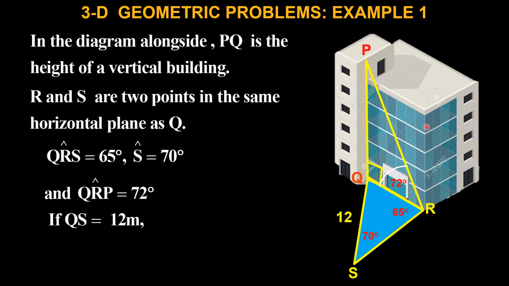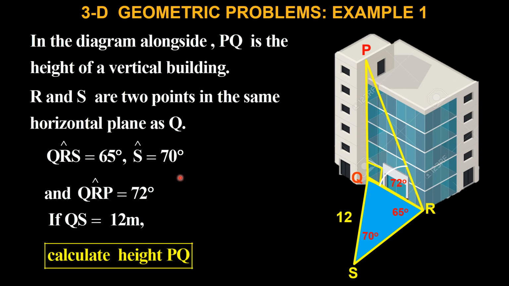It's important to understand your diagram there. So you've got two triangles with the information. That building is just to illustrate the three-dimensional situation there. Let's see what the question is. Calculate the height PQ. So we want the height PQ, and we have this given information. In the next slide, we're going to show you the approach, how to calculate the height PQ.